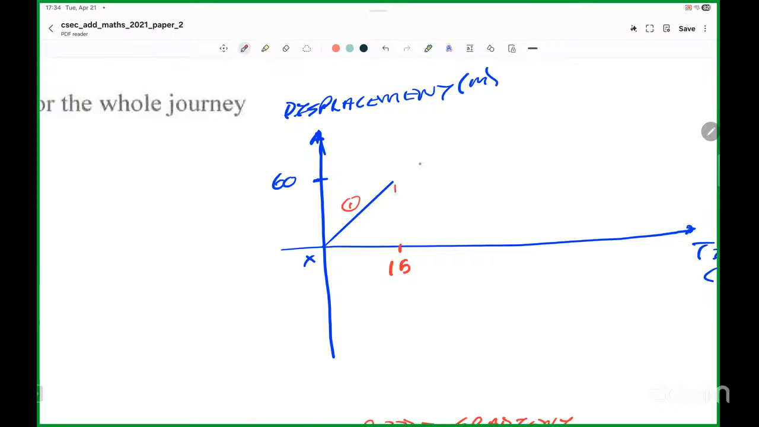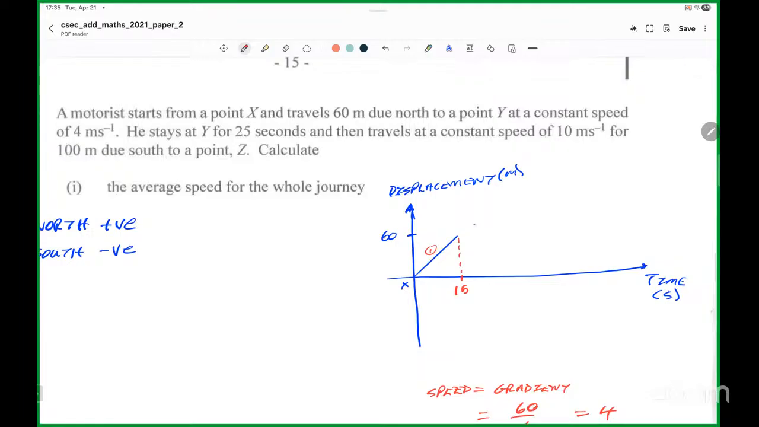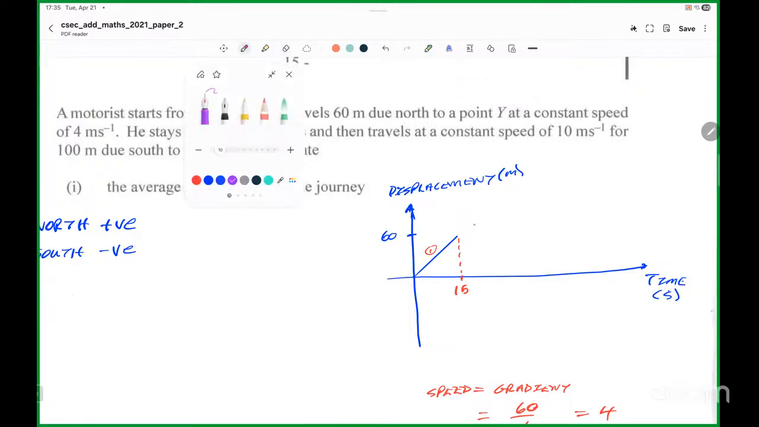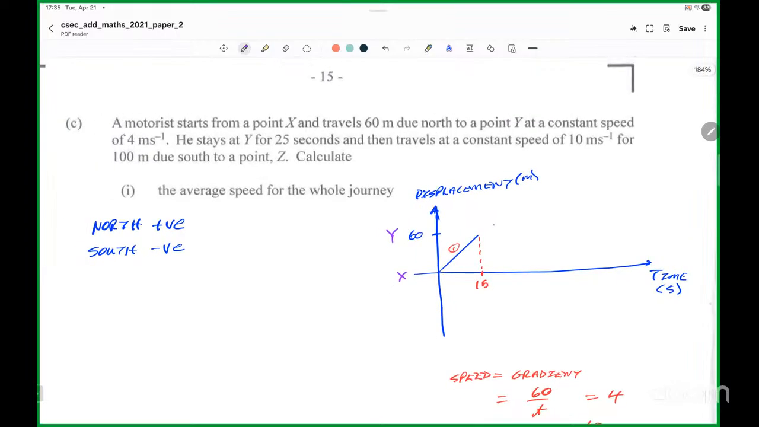We put it broken. All right? That's the first part of the journey. So we know so far it's traveled for 15 seconds. Let's read again. A motorist starts at point X and travels 60 meters due north to a point Y. So when I'm up here, say that's Y. Once you're on this line down here, you're at X, with displacement 0. Once you're up here, you're at Y. Distance is 60 meters. All right, and travels at a constant speed of 4 meters per second.